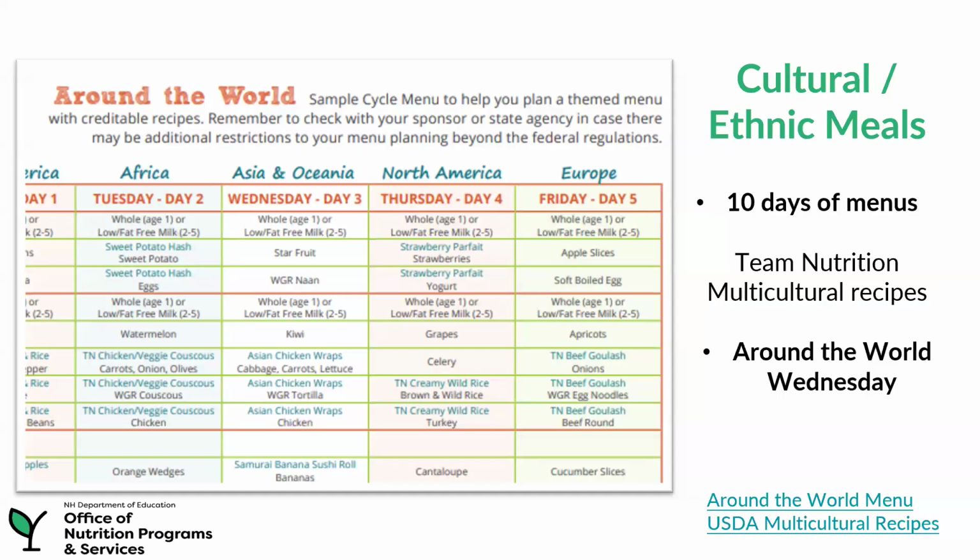This slide shows part of a 10-day menu that incorporates meals from around the world and includes standardized recipes from USDA's Team Nutrition's multicultural childcare recipes. Using these menus and recipes, you could implement Around the World Wednesday and feature a new ethnic or cultural dish each Wednesday, or start with doing a new ethnic cultural dish one Wednesday a month.